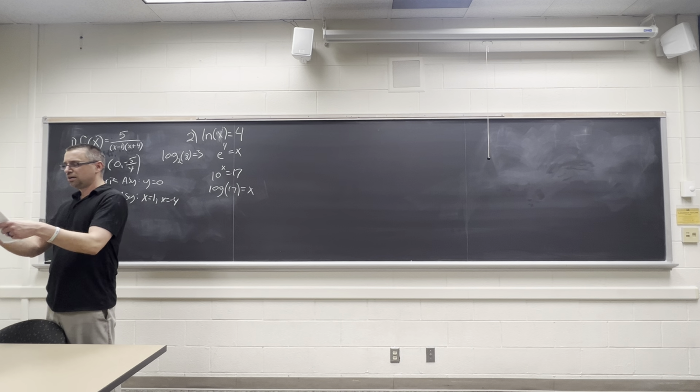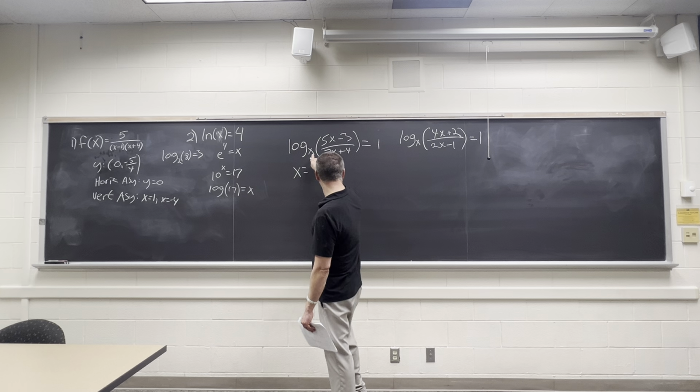So this actually is not going to have a solution. So I would say try to solve maybe this one instead. We can do this one. So, log base x of 4x plus 2 over 2x minus 1 is equal to 1, right? Similar looking, but if you try to solve this, you can write it as x to the 1 equals this, right? So x is equal to 5x minus 3 over 7x plus 4, right?